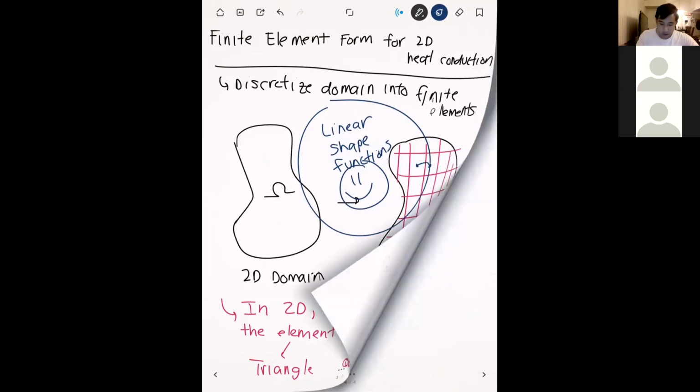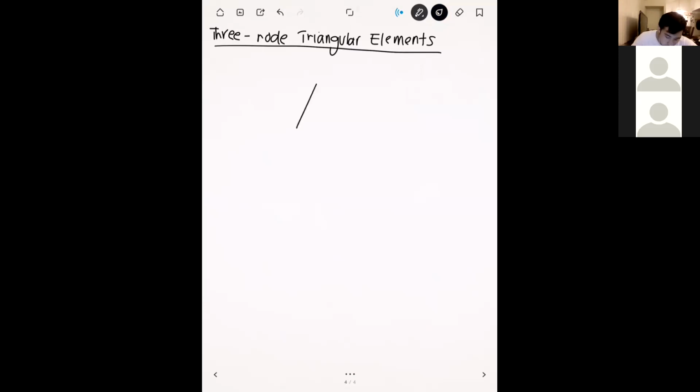Let's start going into the different element types, starting with the triangle. If we use linear shape functions and we have a triangular element, this combination gives us what's called the 3-node triangle. Just like the name suggests, we have a triangle, and this triangle has 3 nodes. We're going to have one node at each of the vertices of the triangle. I'm going to number these nodes somewhat arbitrarily, but you don't have to choose this numbering. This is just a standard way.